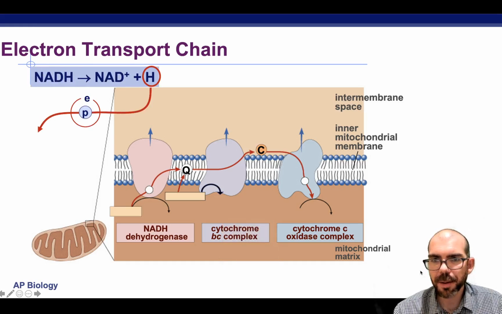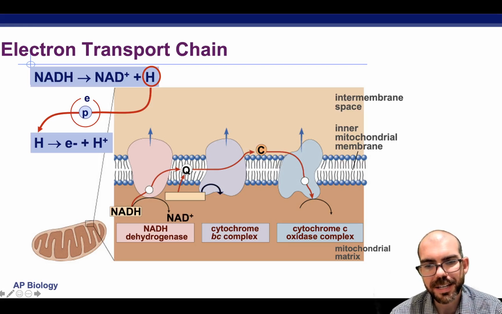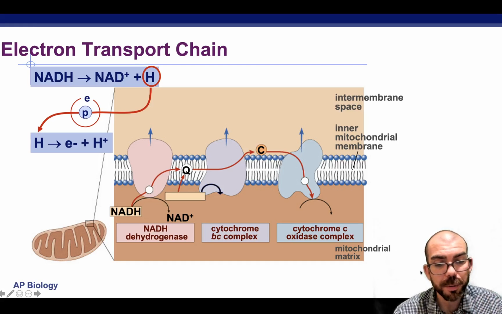So that was a lot to take in. Let's unpack it again. So we're going to be able now to use those electron carriers. What will happen is, let's look first at the case of NADH. NADH will go up to NADH dehydrogenase and the hydrogen will be removed.